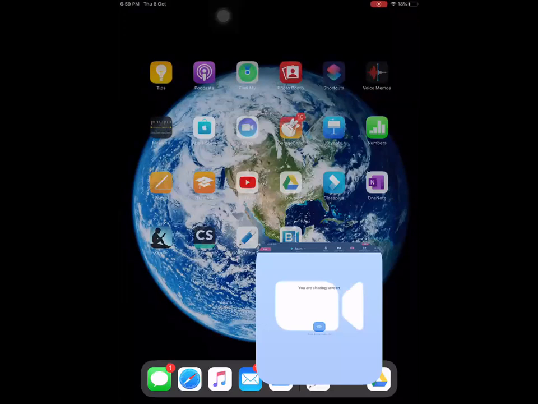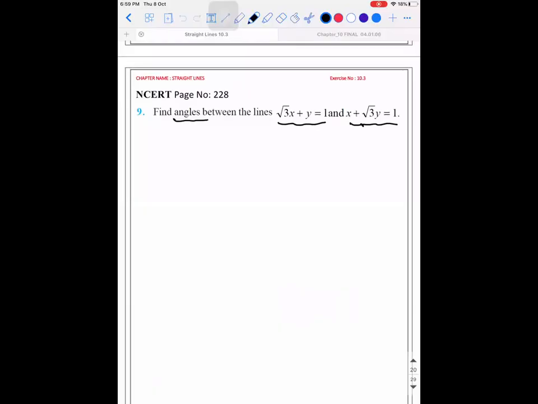I solved this problem on Monday also. Tan alpha is equal to mod of (m2 minus m1) divided by (1 plus m1 m2). Yes. So modulus of m2 minus m1. What is the value of m2? What is the slope of the first line?